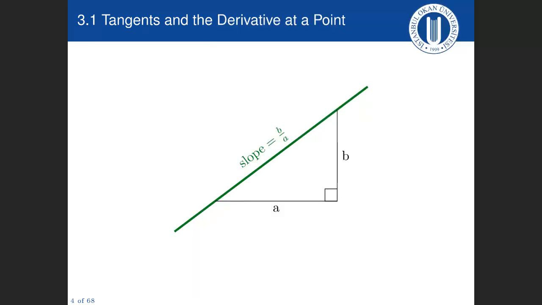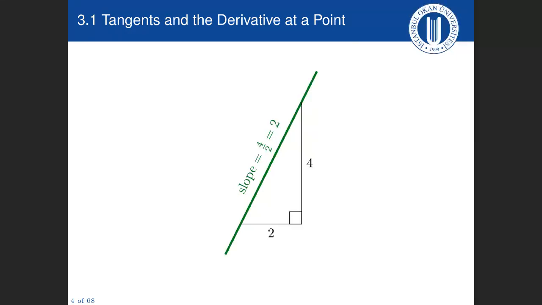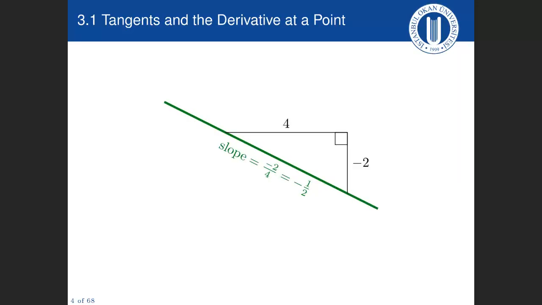This line has slope b over a. This line has slope 3 over 3, or 1. The slope of this line is 4 over 2, or 2. This line is sloping downwards. So we say that this slope is equal to minus a half.